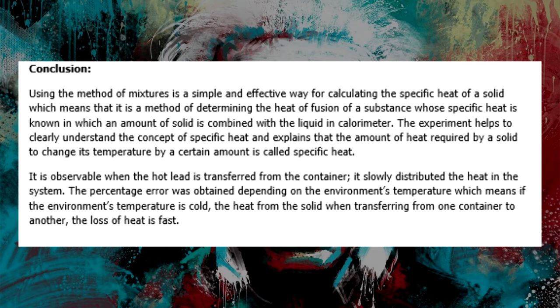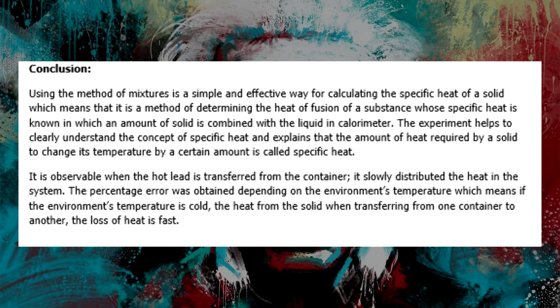solid, which means that it is a method of determining the heat of fusion of a substance whose specific heat is known in which an amount of solid is combined with a liquid in a calorimeter. The experiment helps to clearly understand the concept of specific heat and explains that the amount of heat required by a solid to change its temperature by a certain amount is called specific heat.